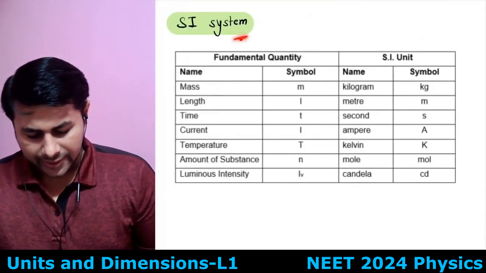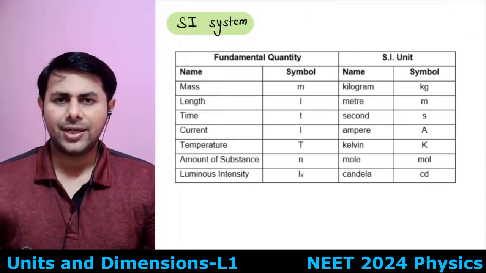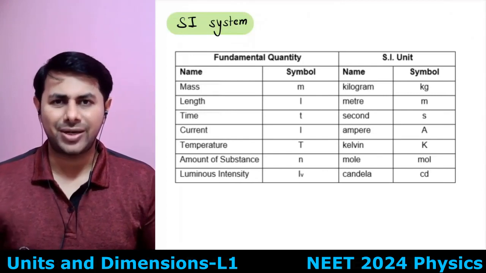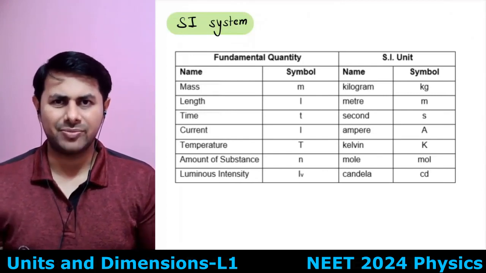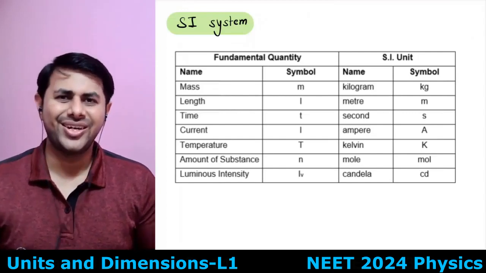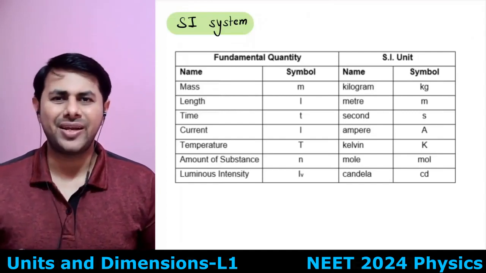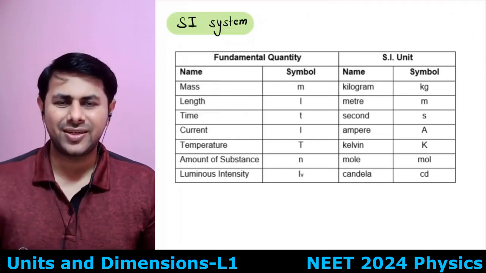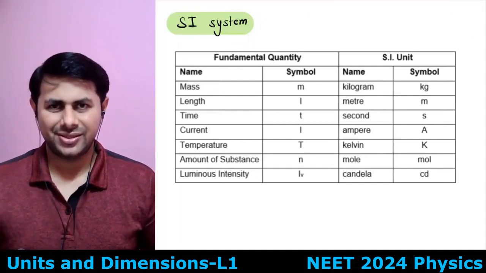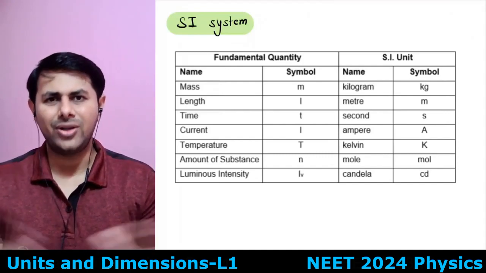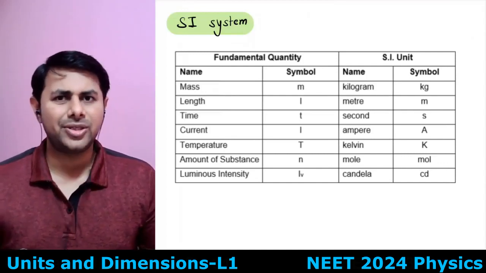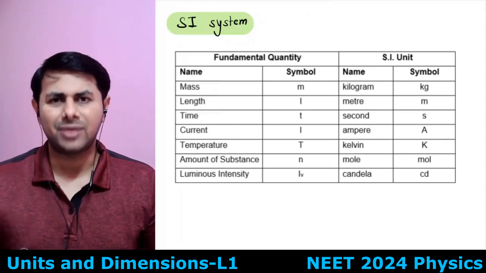So what is the SI system? This is the international system of units. Earlier we saw that there were only three fundamental quantities, three base quantities, because earlier we used to study only mechanics. But now we have thermodynamics, then electrodynamics, and modern physics. So the number of quantities has increased, and there are now thousands of quantities. To define units for all these quantities, we need some more fundamental quantities.